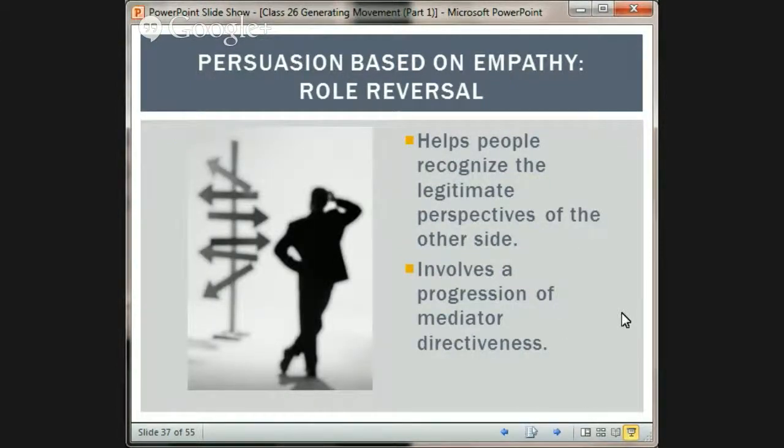The role reversal will help people recognize the legitimate perspectives of the other side and involves a progression of mediator directiveness. So you might start out with a little more open-ended, elicitive style, and then maybe become a little more forceful in the kind of feedback that you're giving. It might even be something where you're saying, isn't it possible that the other side, something like that.